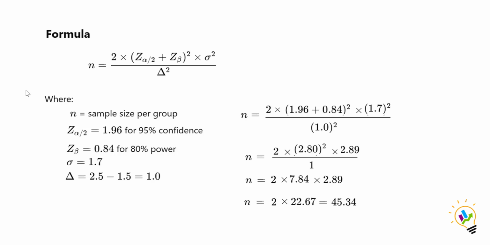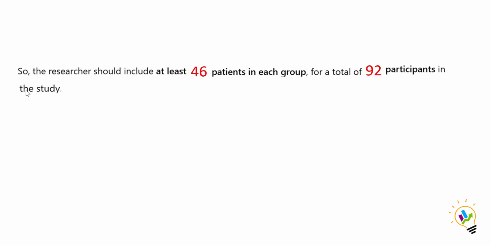Now that is approximately 45.34. So if you round it, we are going to get 46. We are doing upper rounding to the highest level. So it is 46. So the researcher should include at least 46 patients in each group for a total of 92 because each group is 46. So the total two groups combined, it will be 92 participants in this study.